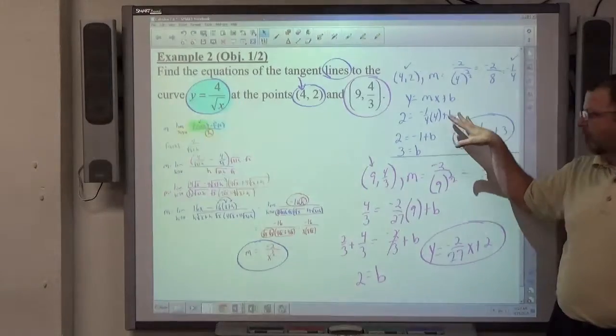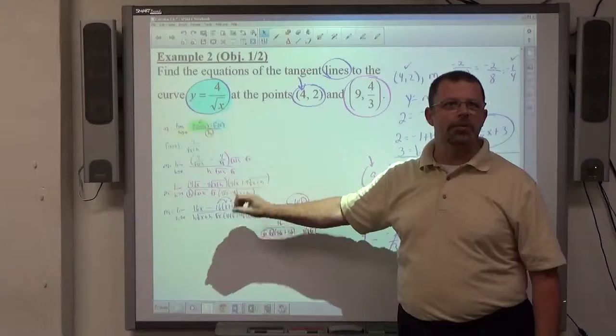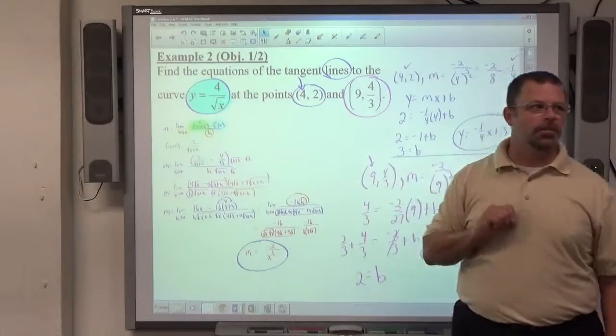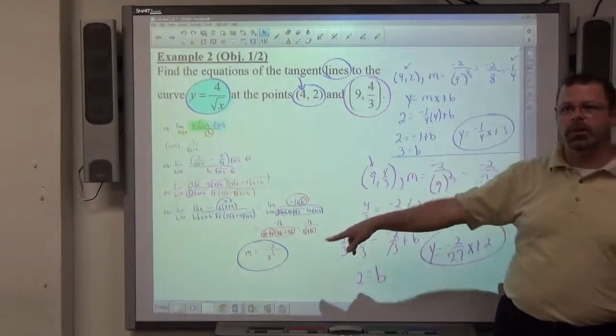These problems aren't difficult once you know this. The calculus is right here. That's where the difficulty lies. That's where you need to pay close attention and take your time. This part over here, you should be able to breeze through pretty quickly once you get the right slope formula.